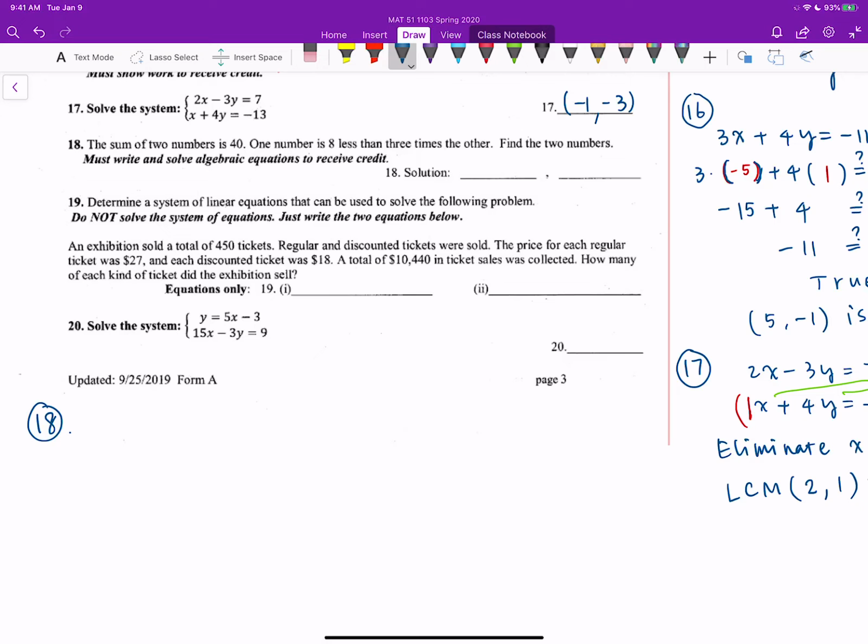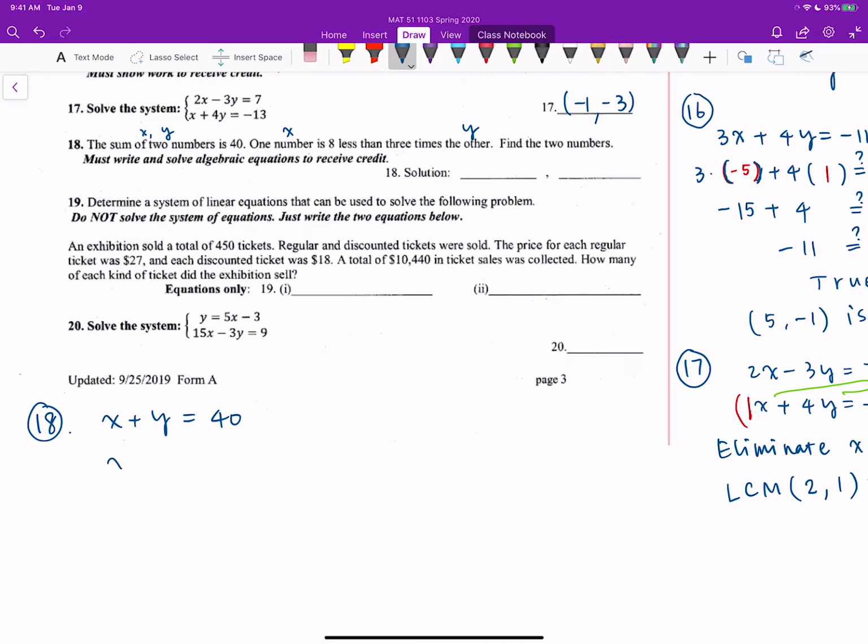Since we have two numbers, I'm going to assume that they are x and y. So you could make sure that one of the two numbers is x and the other is y. First sentence, the sum of the two numbers is 40. So you simply do x plus y equals 40. That will be one of your equations. The second equation is the second sentence. One number is 8 less than 3 times the other. So we could just make one number x and the other number y, and then translate.